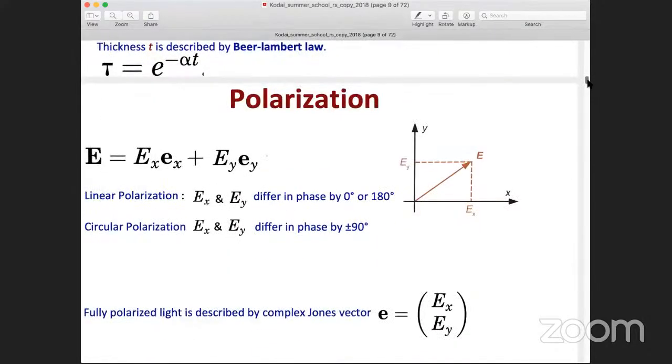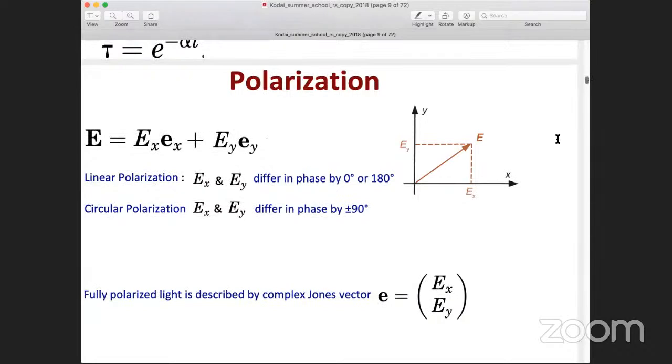Coming back to polarization, any electromagnetic wave can have two components. The electric field can be expressed with the two components, Ex and Ey. If the electromagnetic wave propagates in the Z direction, the electric field vector is in the XY plane. It can be in the X direction, the Y direction, or any arbitrary direction, and for an arbitrary direction we decompose it into X and Y components to study. Linear polarization means the components of the electric field differ in phase by either 0 or 180 degrees. For circular polarization, they differ by plus or minus 90 degrees.